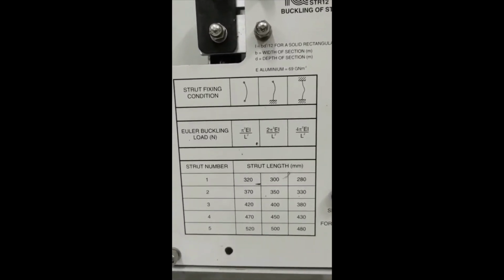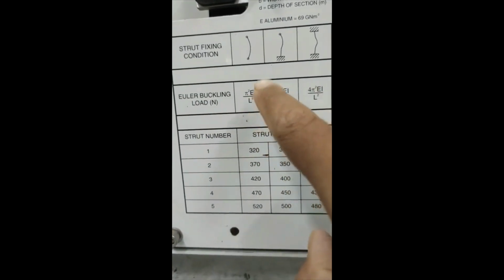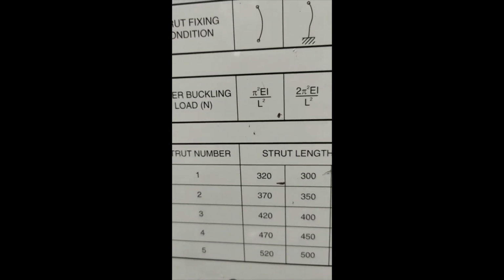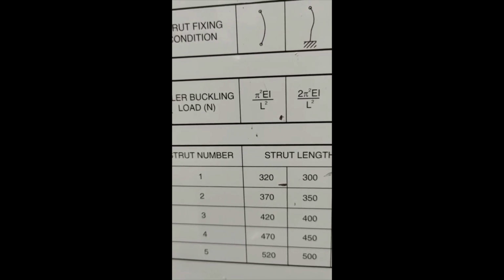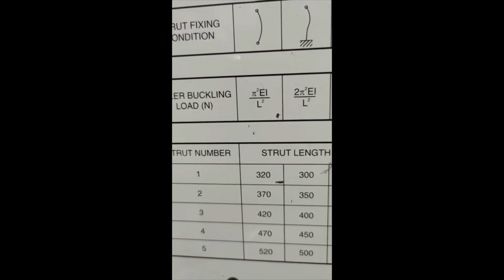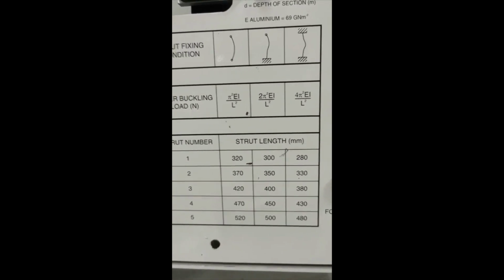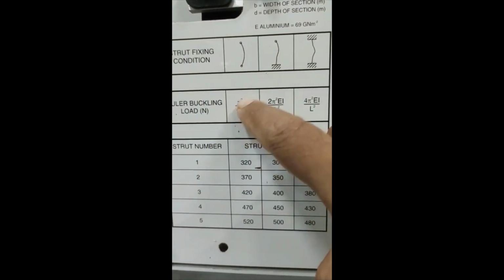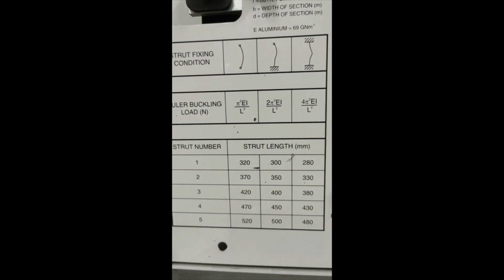Theoretically you can find it out using this formula. This is the formula for the first condition, both ends pinned. Here, E is the modulus of elasticity, I is the moment of inertia, and L is the length of the strut. The dimensions of this strut will be given here. So you can very easily find out the theoretical buckling load using this formula. You have to compare your experimental value with the theoretical value.